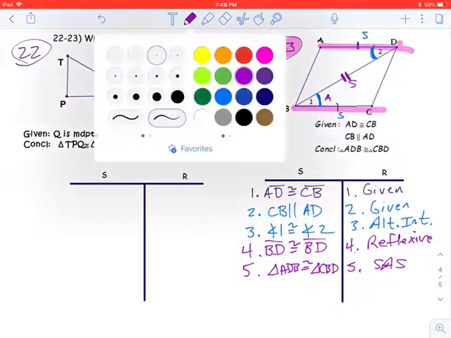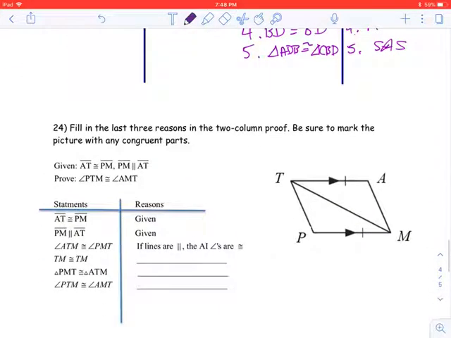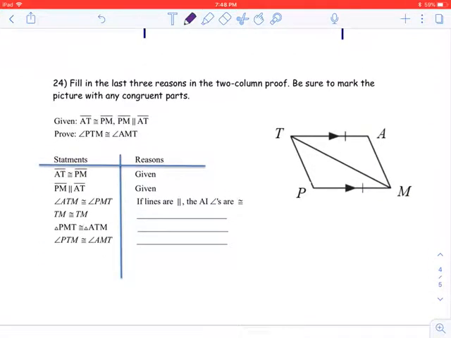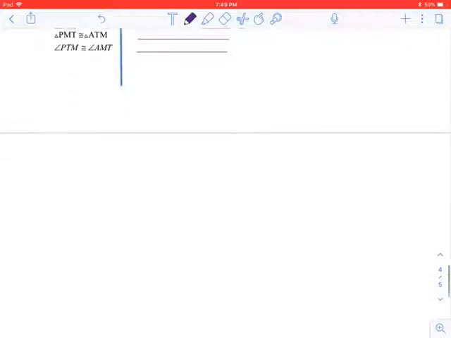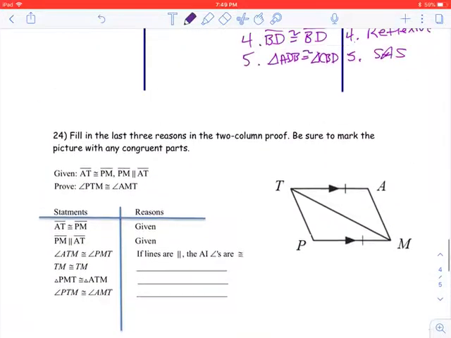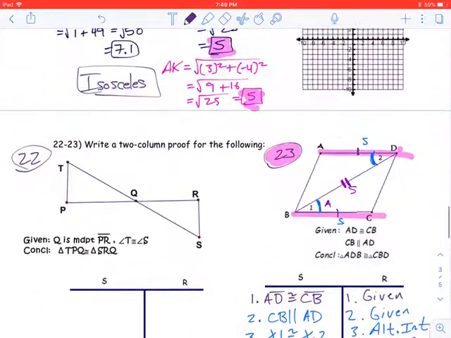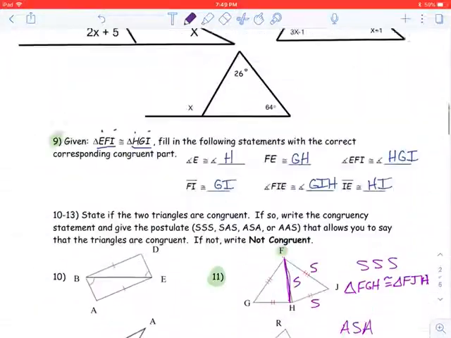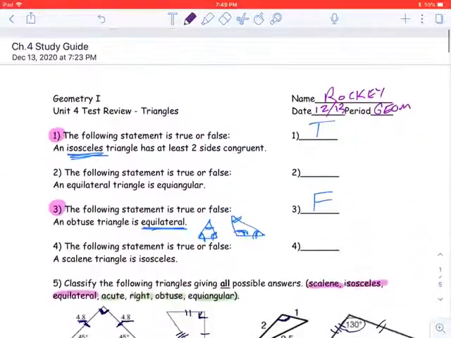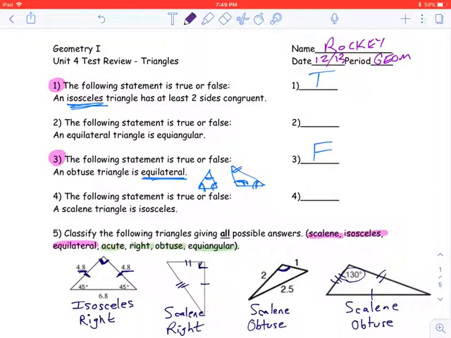Okay? So, last one here, 24. We are going to talk about that one tomorrow. Otherwise, if you missed anything, go back, pause it when you get to each problem so you can write whatever you need down. And then we'll talk about the rest of it tomorrow and get ready for our test later this week. Okay? Peace.